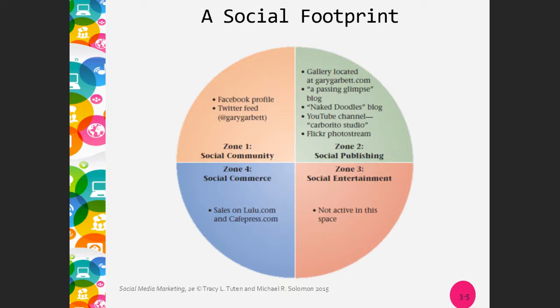In the community zone, then over in social publishing, he's got a blog that he calls Naked Doodles and a YouTube channel, Carburito Studio. And then down to social entertainment, he doesn't really participate in that. But he does sell some things on Lulu.com and CafePress.com.